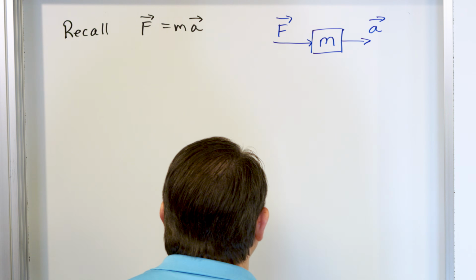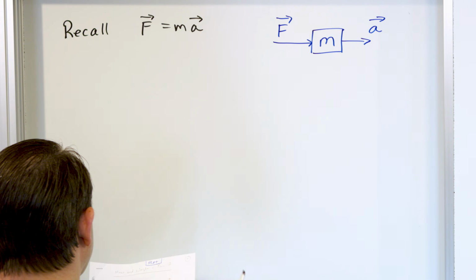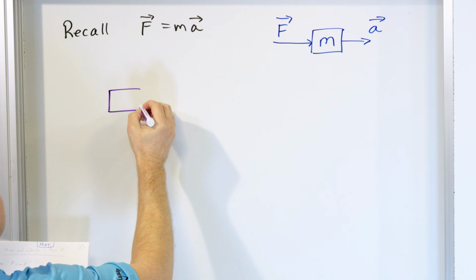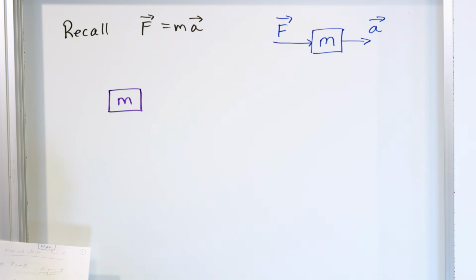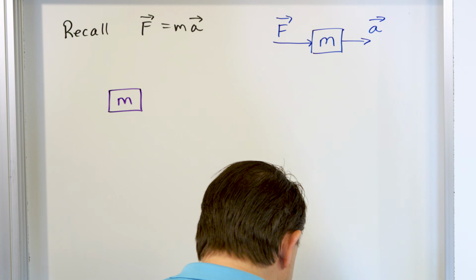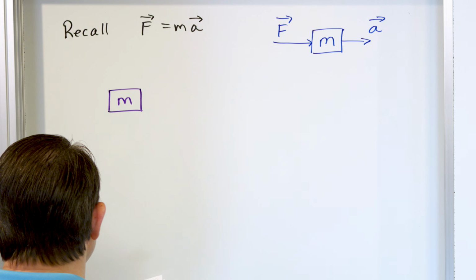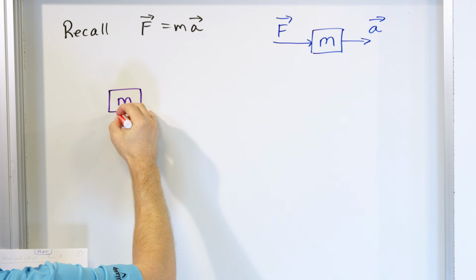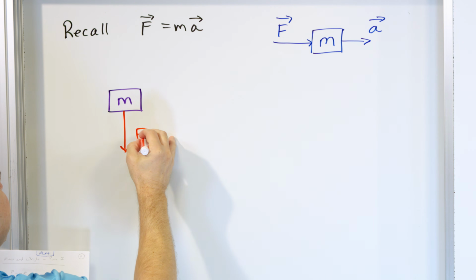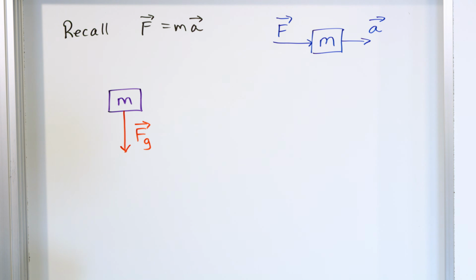But that's just pushing something horizontally. Now let's talk more about the weight. If I have an object, again, with mass m, and now we're not going to push on it. Instead, we're going to immerse it in a gravitational field. Then there should be some force acting down on this thing. We could call it F, but I'm going to call it F sub G because it's the gravitational force.